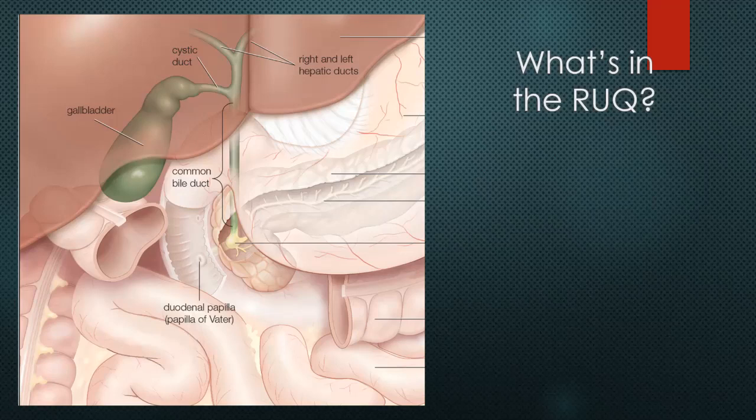There's even the lungs. The right lower portion of the lung is located there. What about the ribs? What about a whole bunch of blood vessels? What about a whole bunch of muscle? There's quite a bit here that could be causing right upper quadrant pain.